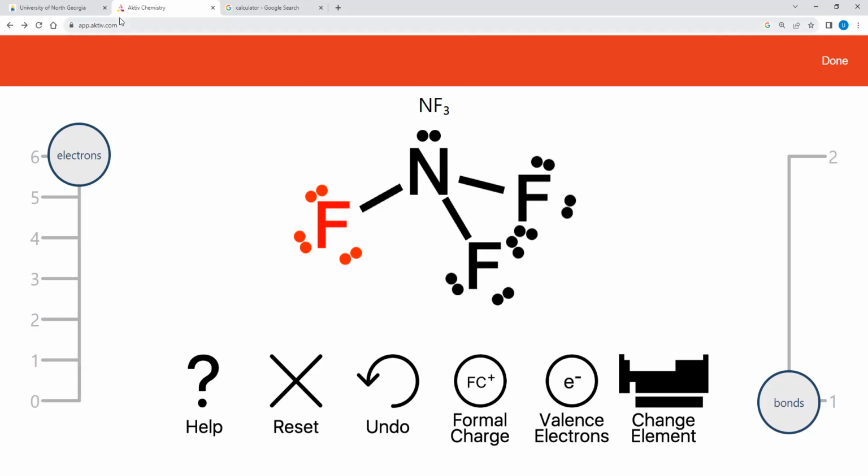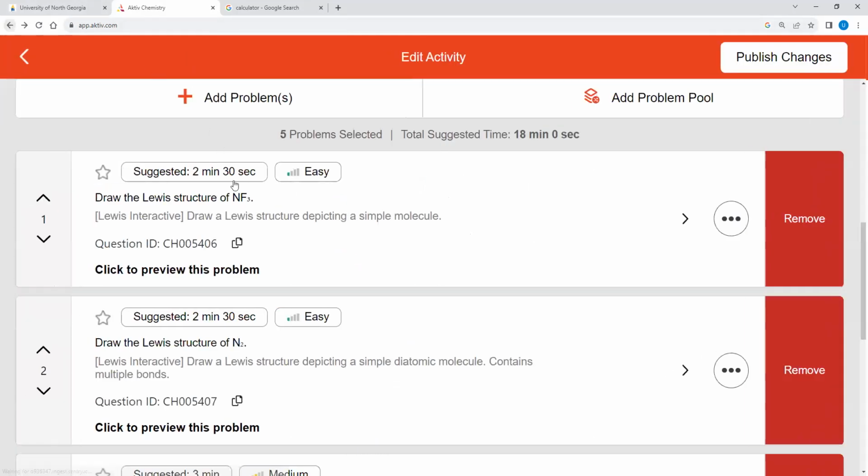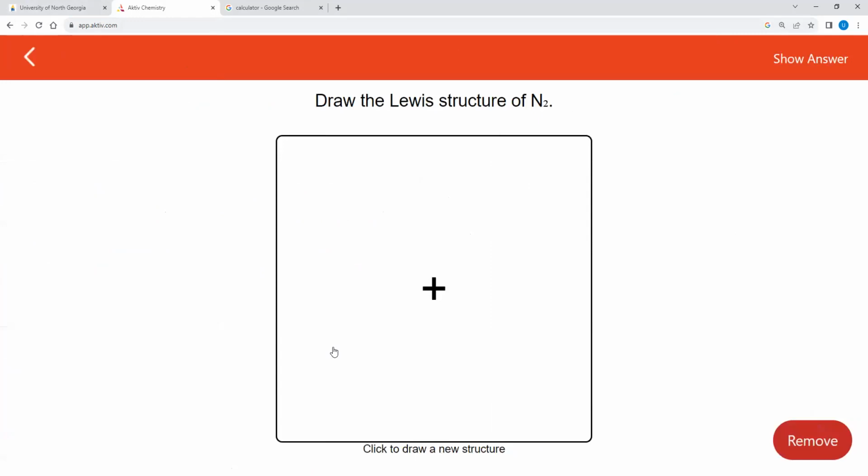Right. And I think the more of these we do, some of those patterns will come up a little bit easier. So let's take a look at one more. This will take one that has multiple bonds, and then we'll start getting into some stuff with resonance. All right, so this one wants us to draw the Lewis structure of N2.